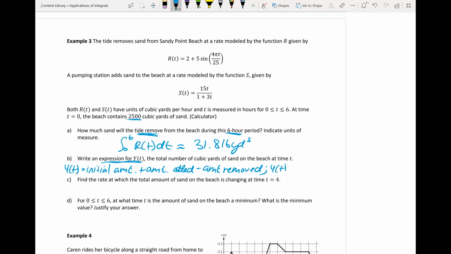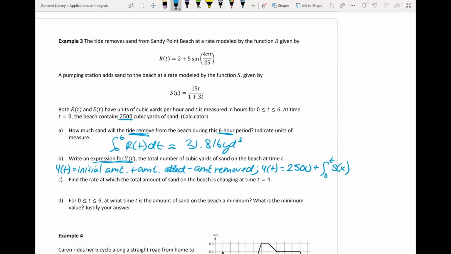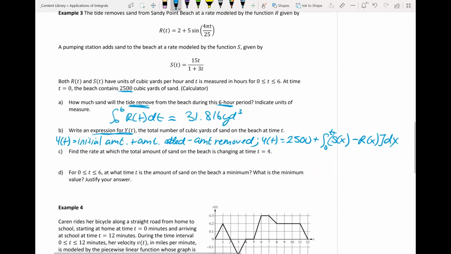Algebraically, the initial amount is 2,500 according to the original part of the question, then the amount added is going to be from 0 to some time t of the amount added, which is S. And we're going to use another variable x because I can't use t again if I'm saying that t is our time. Then we need to subtract the amount removed, which is R. Being consistent, I'm going to use x of dx. So that is our expression for y of t.